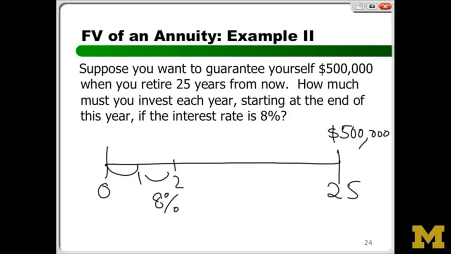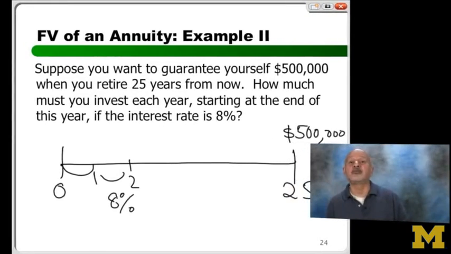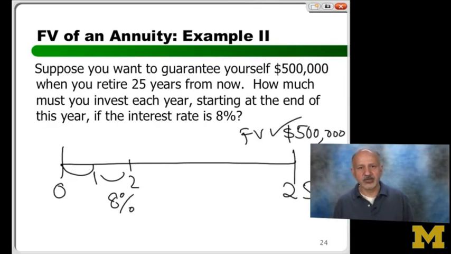Like last time, I jumped straight into PMT, knowing that it's a PMT problem. But it's not the kind of problem that dictates what you're looking for. It is what information you need to be answered. So here, I know future value. So the question being asked is, suppose you want $500,000 when you retire 25 years from now. How much must you invest each year, starting at the end of this year, if the interest rate is 8%?